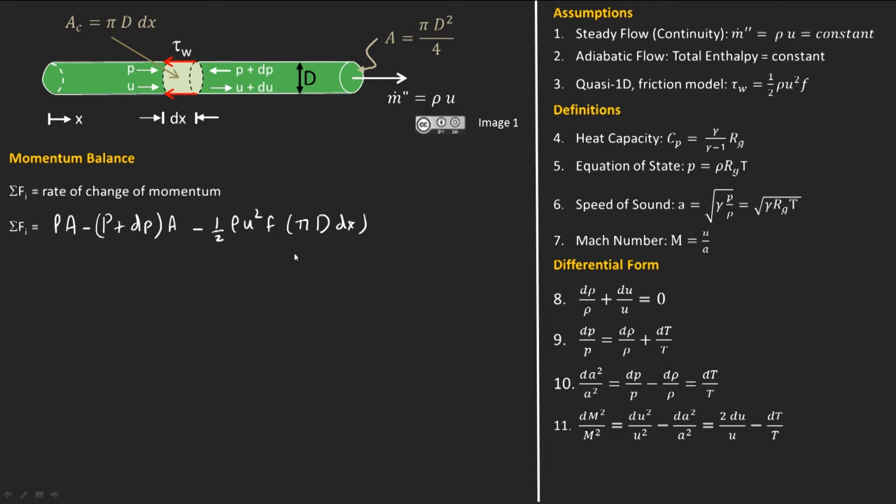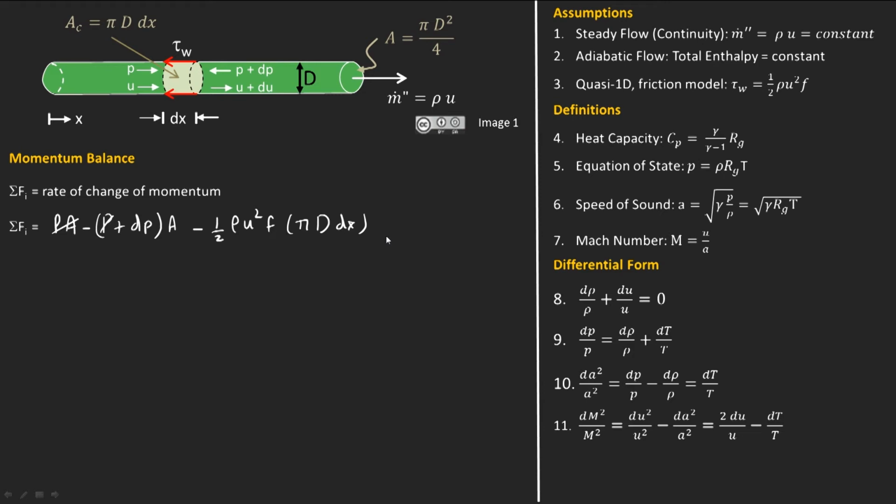Looking at the total forces acting on the fluid flow, we can see that the P times A will cancel after we multiply out this expression, and we are left with dP multiplied by A minus half rho u square F times pi times d times dx. That concludes all the forces acting on this control volume.